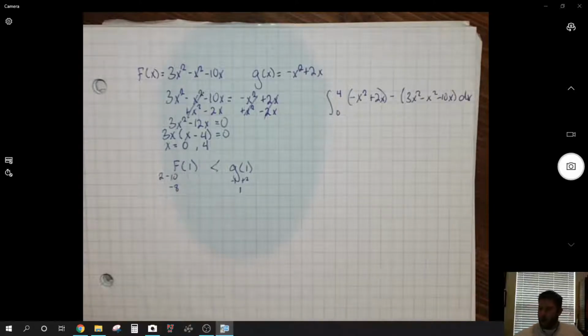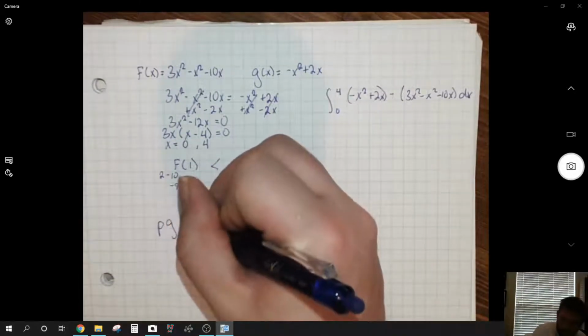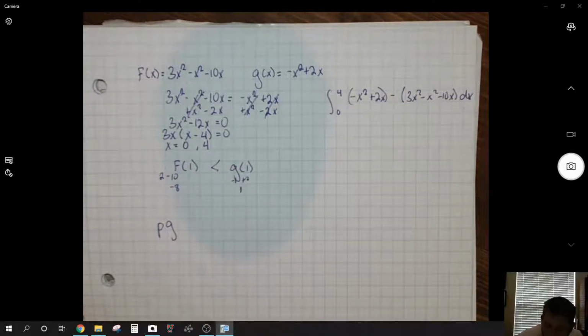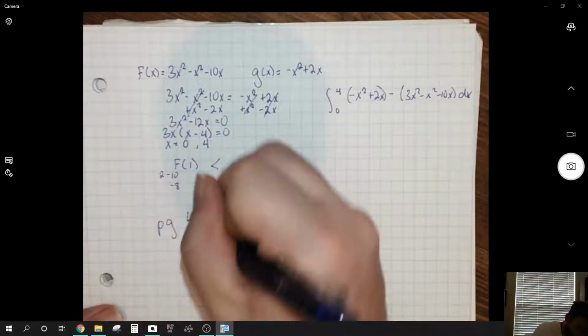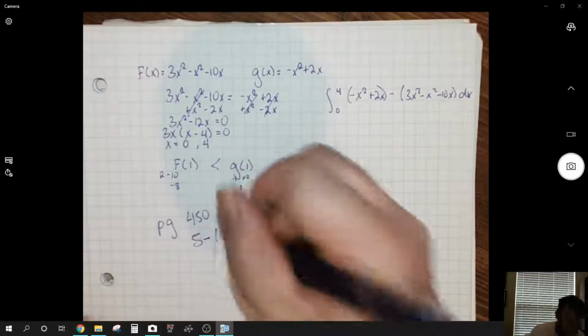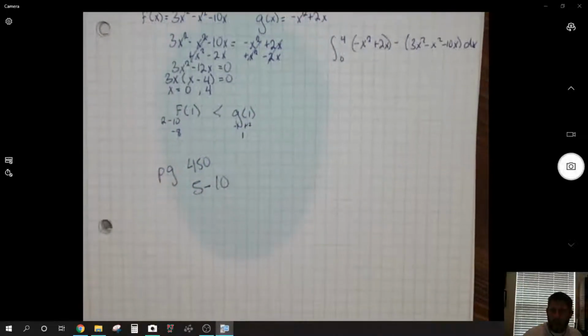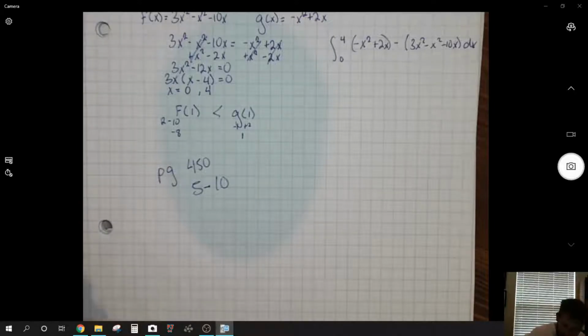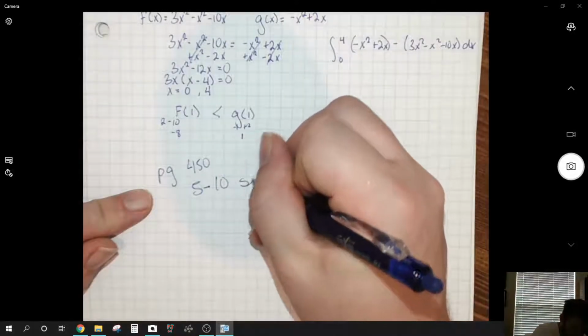And I know y'all have the ability to integrate, so I'm not going to be going over that as much. So on the first few problems, I want y'all to just find the integral. Page 450, 5 through 10. You're not actually solving the integral, you're just setting it up. So this is just set up the integral.